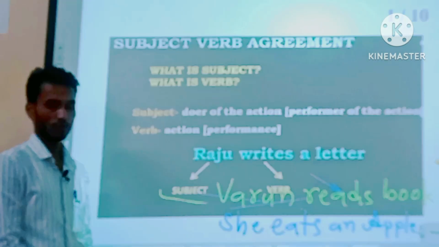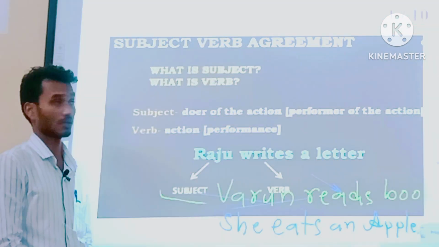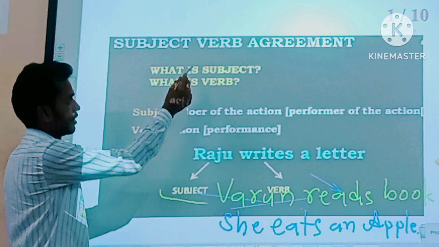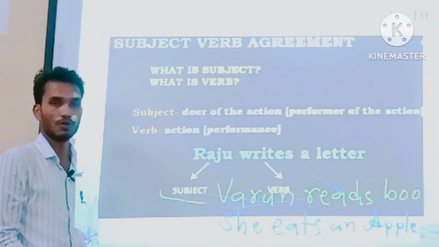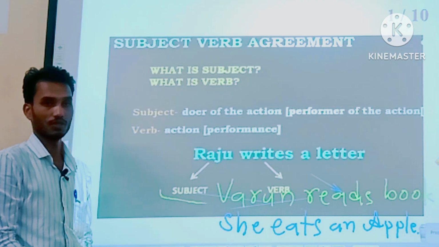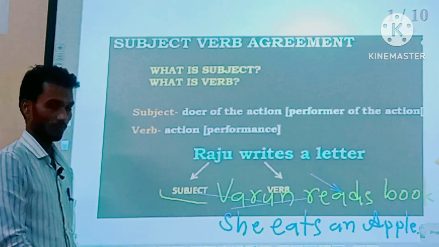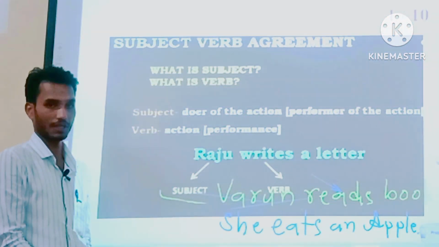So in this class, I am going to talk about the most important component of English grammar, that is the subject-verb agreement. First, we will look at what is subject and what is verb, and the agreement between subject and verb. Right. So what is subject here?